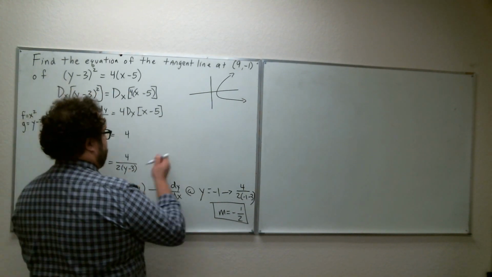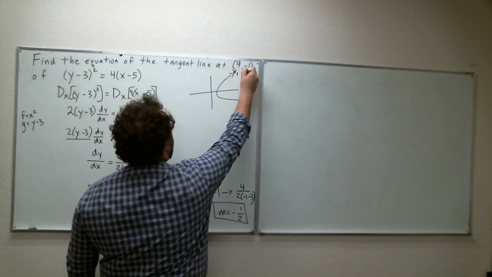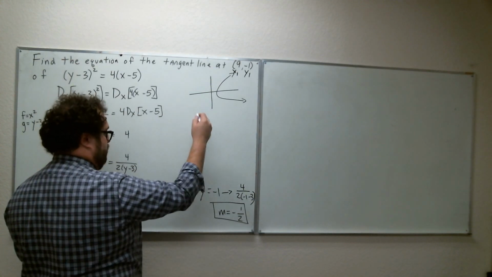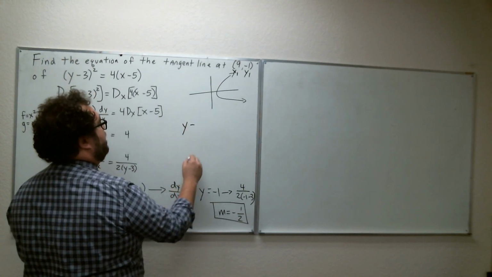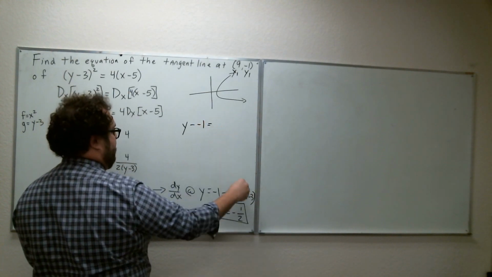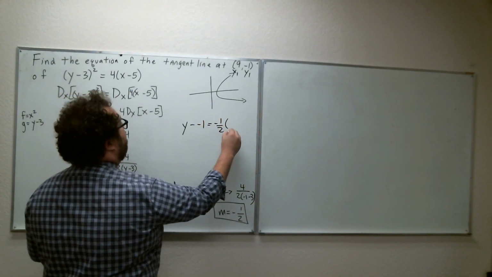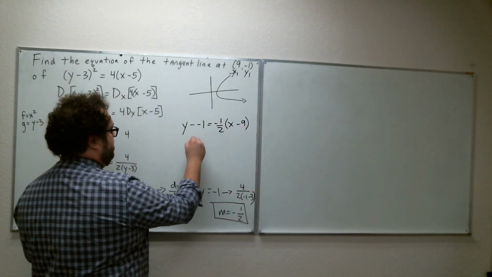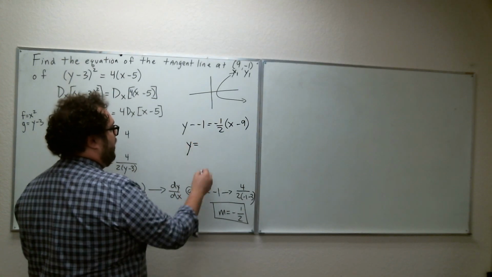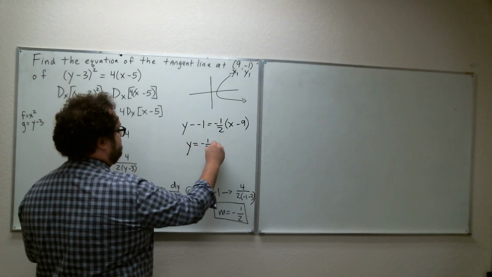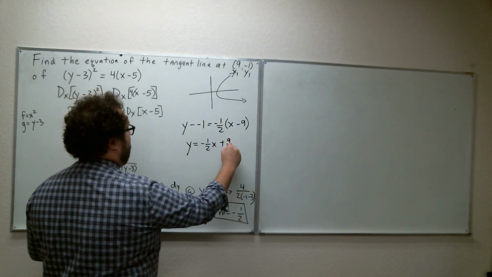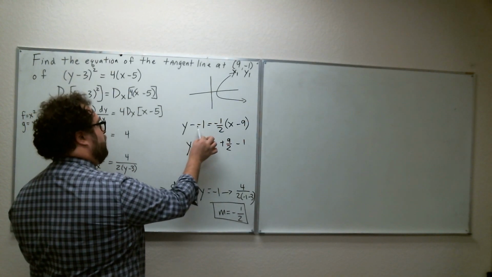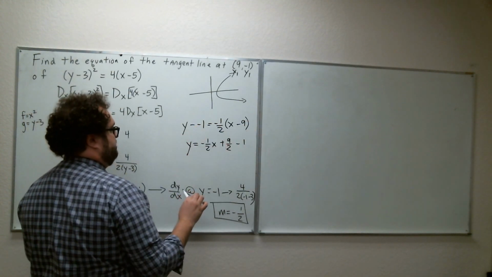So let's see here. Label your point. There is x1 and y1, and we know that point slope form says y minus y1, so -1, equals m, which is -1/2, times x minus x1, which is 9. So if we're simplifying this, y equals -1/2 x plus 9/2 minus 1. Because that turns to a positive 1, but we subtract it from both sides.